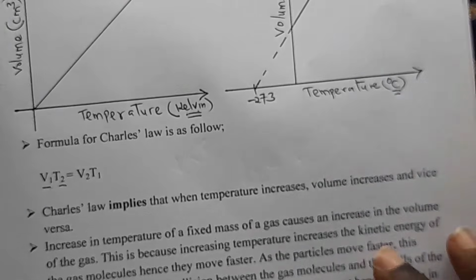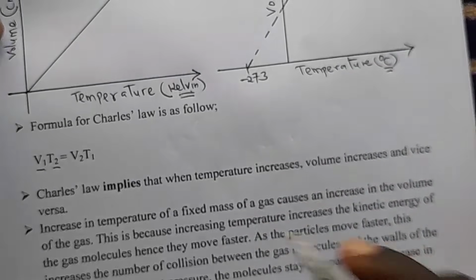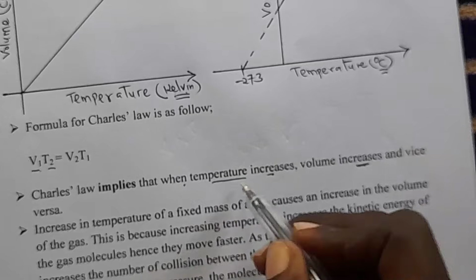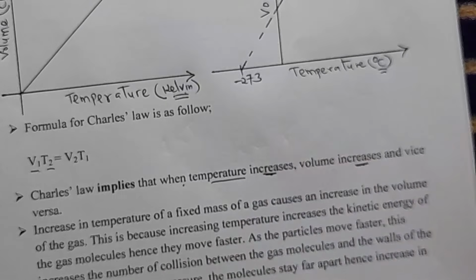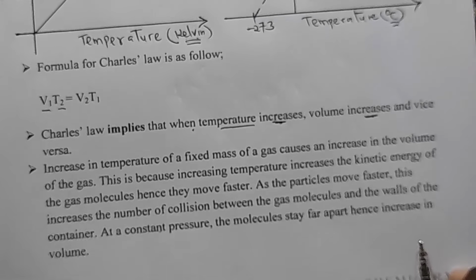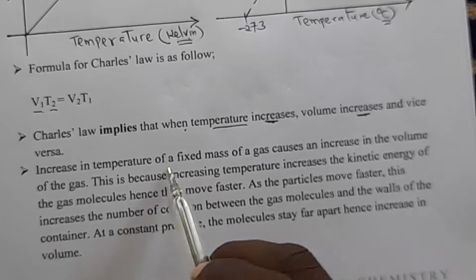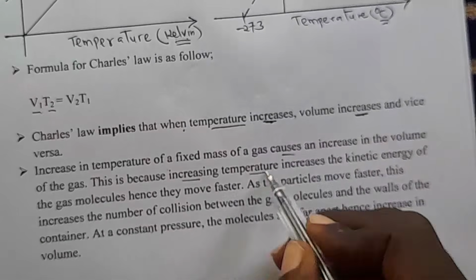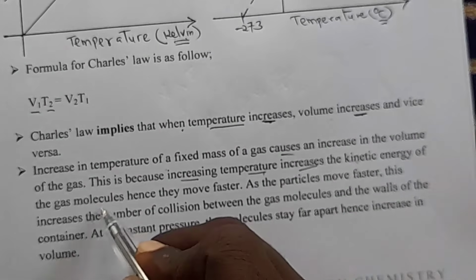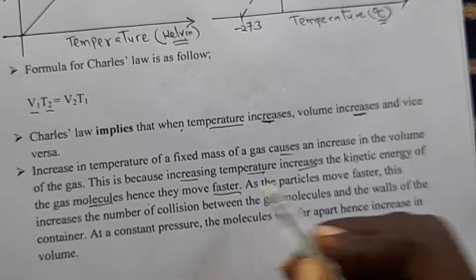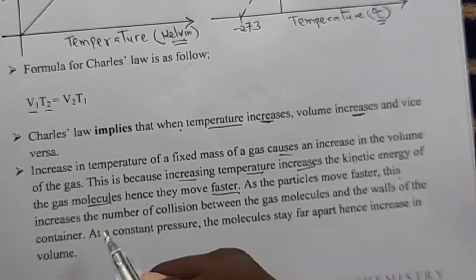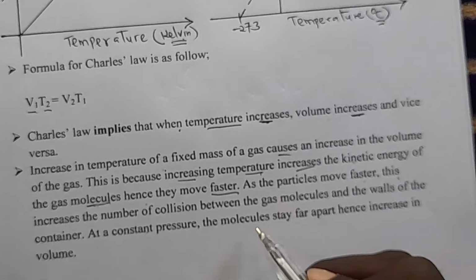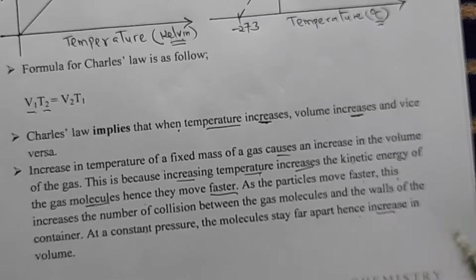After that, let's go to the implication of Charles' law. What does Charles' law imply? It implies that when temperature increases, volume increases, and vice versa. If temperature decreases, the volume decreases. Next, the molecular explanation. An increase in temperature of a fixed mass of a gas causes an increase in its volume. This is because increasing the temperature increases the kinetic energy of the gas particles, hence they move faster. As the particles move faster, the number of collisions with the walls of the container increases. So at a constant pressure, the molecules stay far apart, hence increasing the volume.